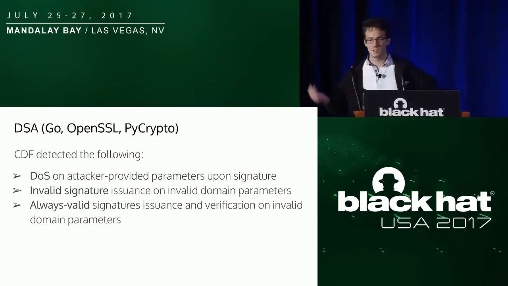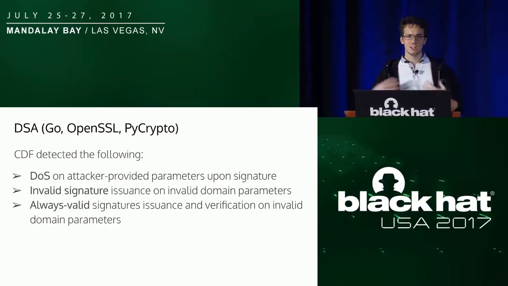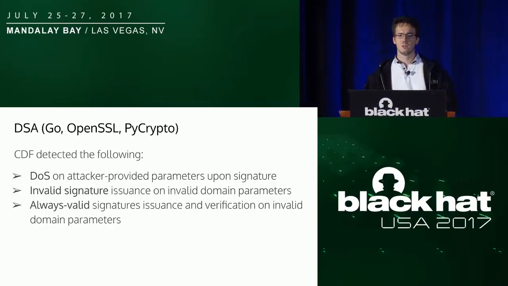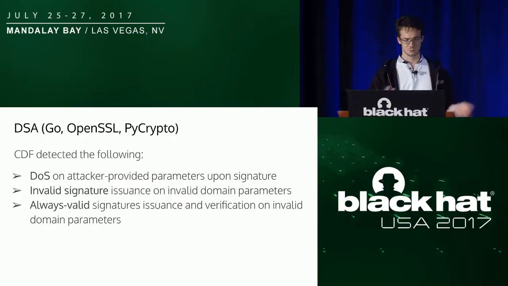So for example, for DSA, as you can see here, if you provide invalid parameters to the signer, it can fall into infinite loops, or it can provide always valid signatures, which is something completely silly. I mean, if the signature is valid for any message, why would you sign it? Why would you want it?